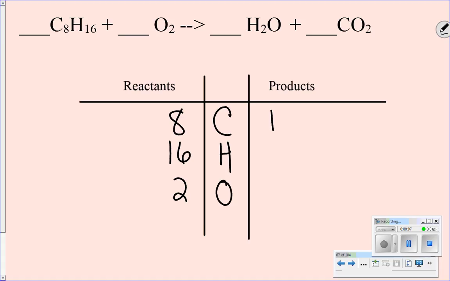Over here we got 1, 2, and 3. Be careful: 2 here, 1 here. They all add up to a total of 3 on our product side. So in order to balance carbon, what I would do first is put an 8 right here.